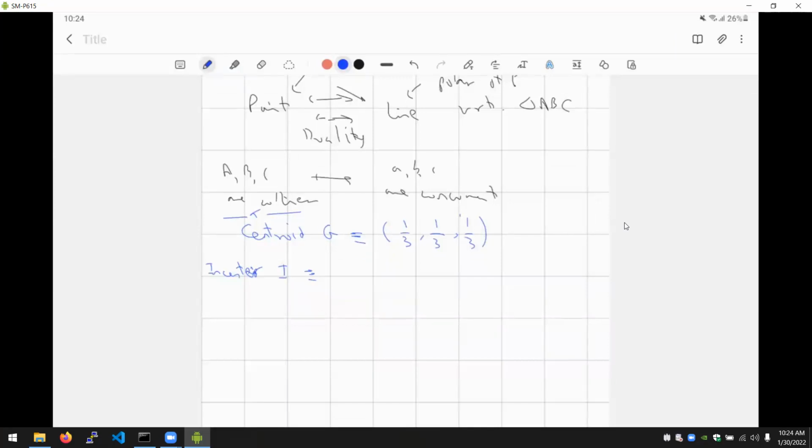Sir, in center will be A by 2s, B by 2s, C by 2s. Yeah, correct. Because the areas of the three triangles all have the same height, which is small r. So the ratio will be simply the length of the sides, right?